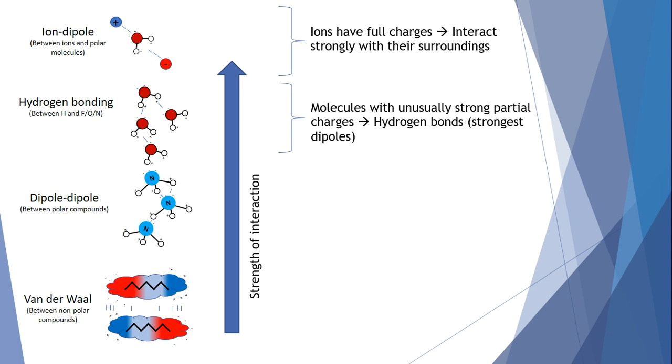When we talk about hydrogen bonding, it's molecules with unusually strong partial charges. So they're approaching full charges, but not actual +1 or -1 charges. But they're unusually strong, and it's actually the same as dipole-dipole interactions, but so special that they are given their own category. Then we have dipole-dipole interactions. Molecules with partial charges are going to attract, and these are called dipole-dipole interactions.